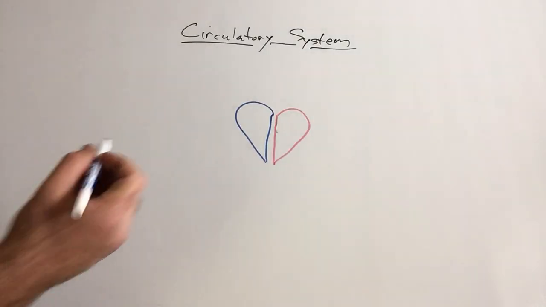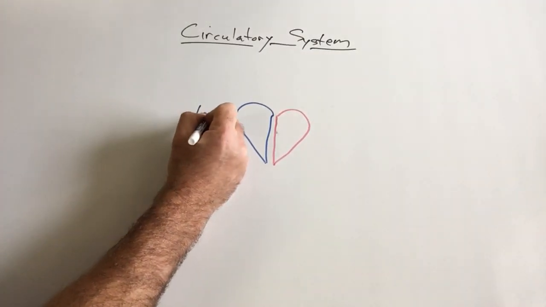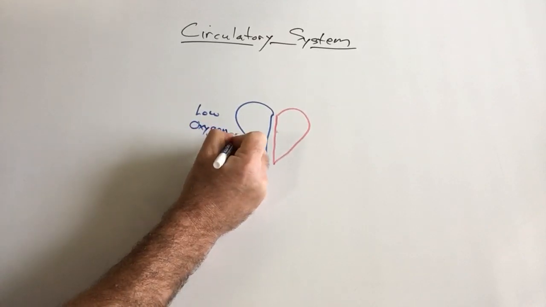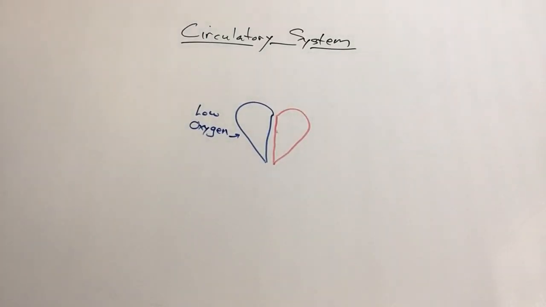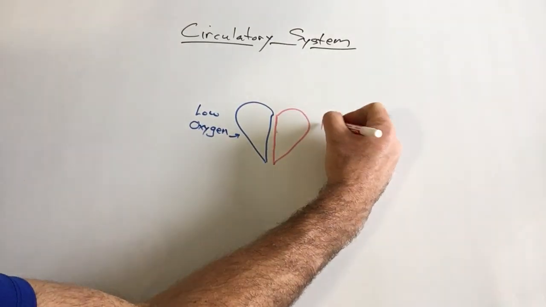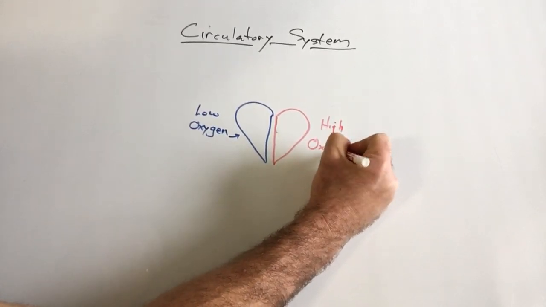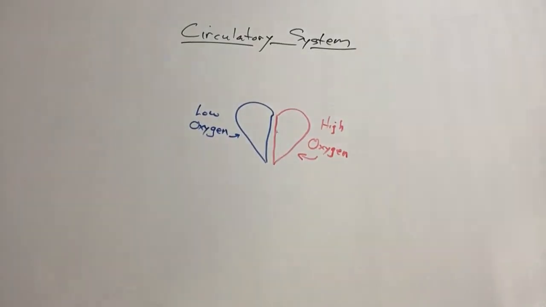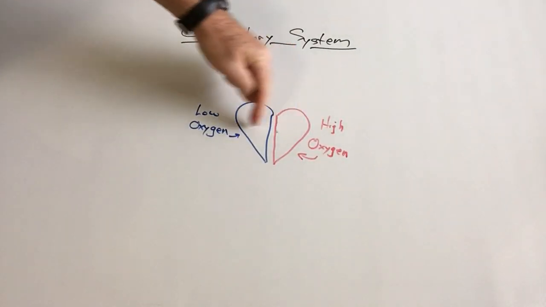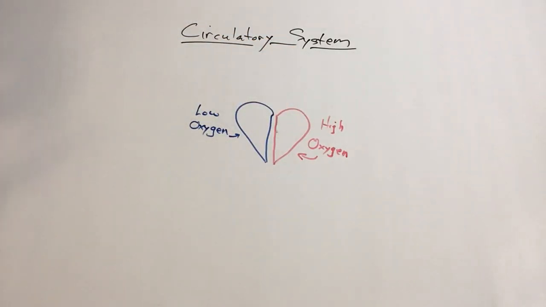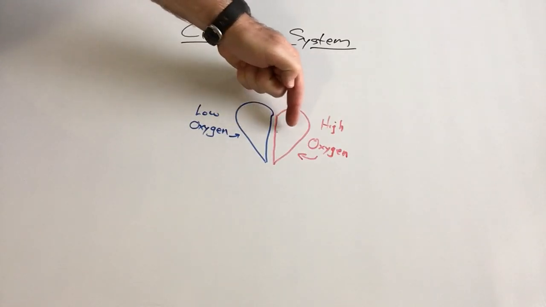And the heart has this side with low oxygen, which means most of the oxygen has been dropped off. And this side has high oxygen. Oxygen's been picked back up. And it does not go in between. If it does go in between, if you don't have surgery, pretty much immediately you're going to die. So it never crosses inside the heart.